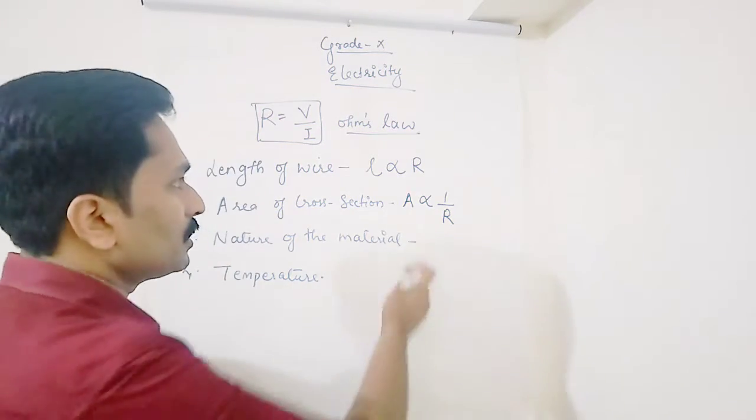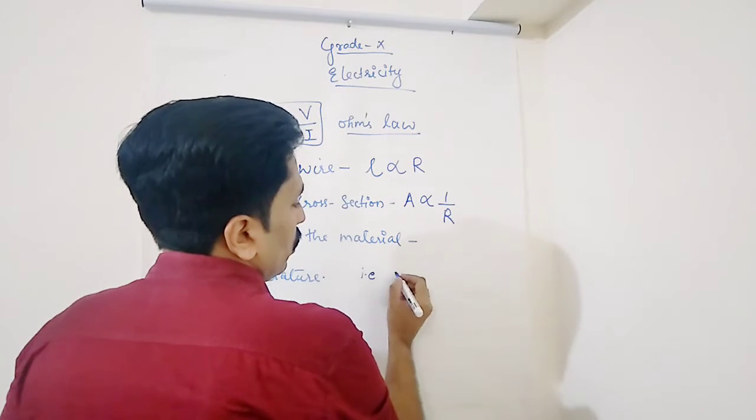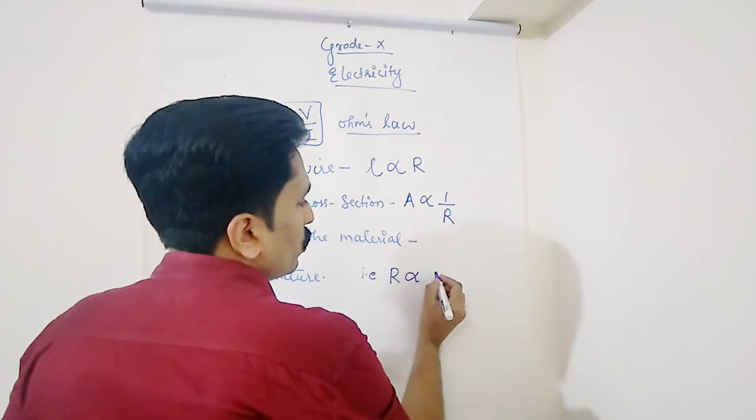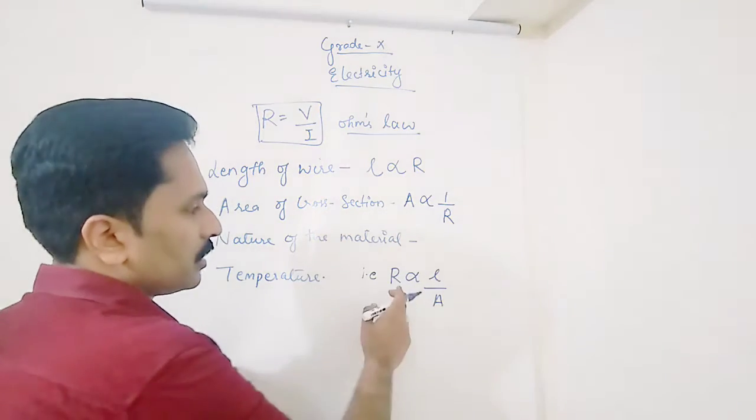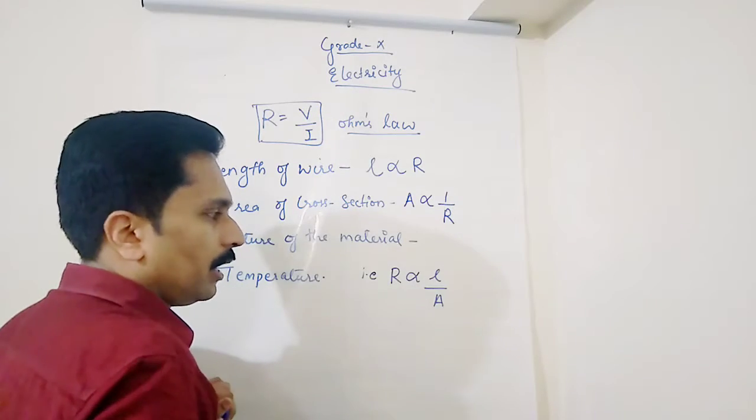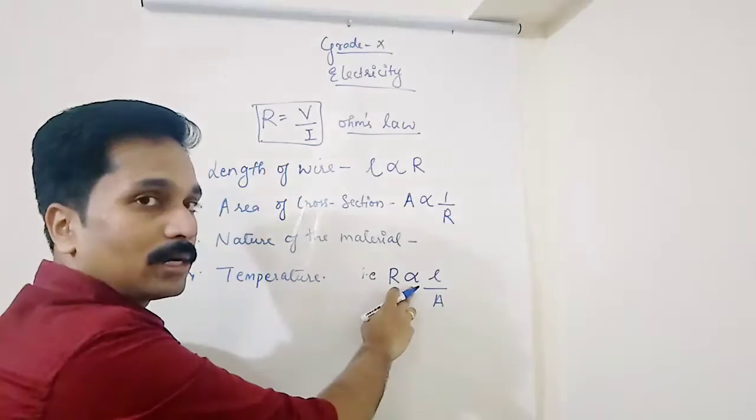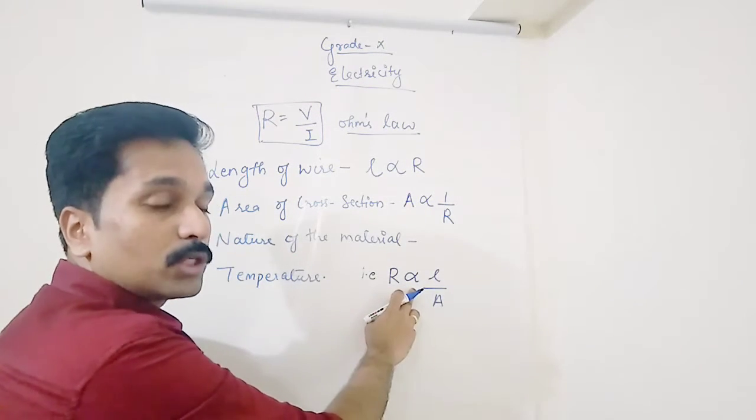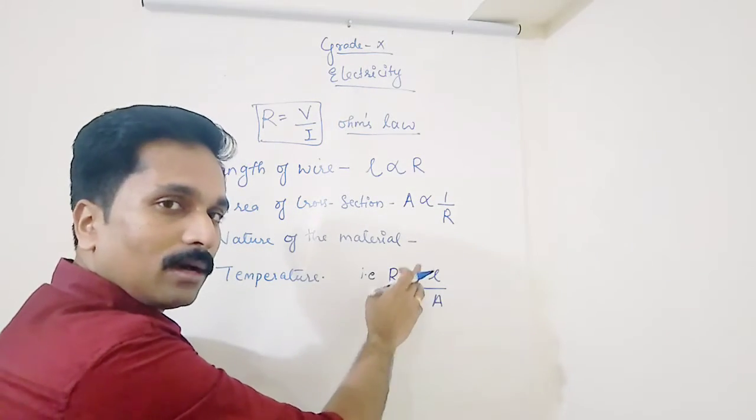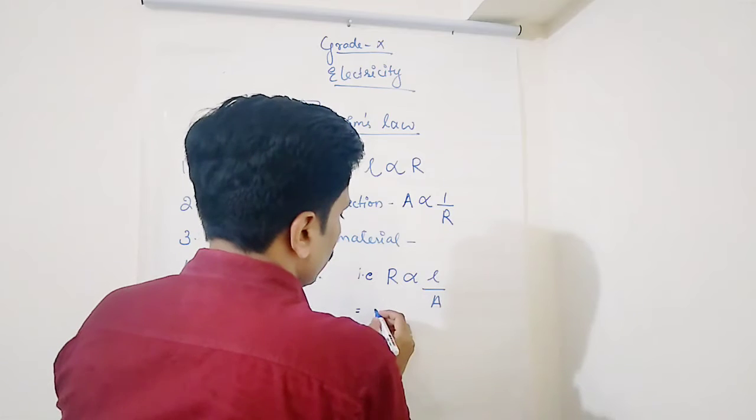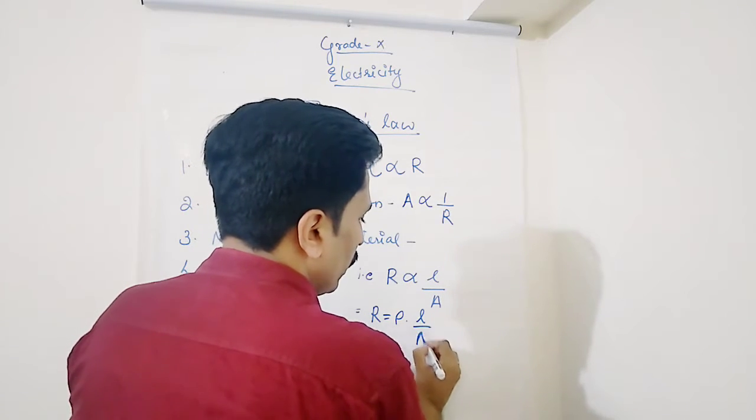Fine. So I will put all these three into an equation: R is directly proportional to L and inversely proportional to the area of cross section, that is, R is directly proportional to L by A. I have already taught you in the previous class that whenever we have a proportionality sign, we should have a constant. So here I am going to apply a constant which is known as rho. R is equal to rho into L by A.